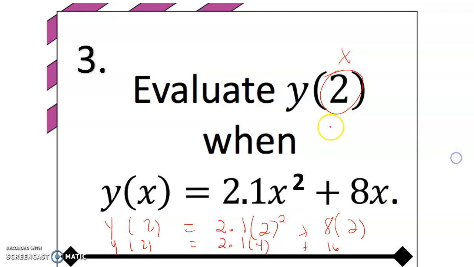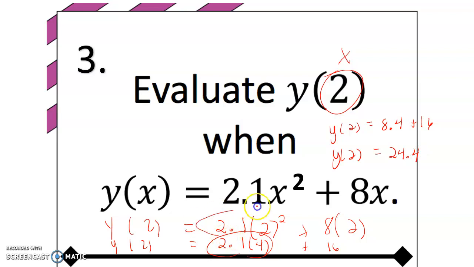I'm running out of space, so I'm going to move up here. Y of 2 equals 2.1 times 4 is 8.4, plus 16 gives me 24.4. And again, if you have the right kind of calculator, you can plug this whole thing in to get your answer.